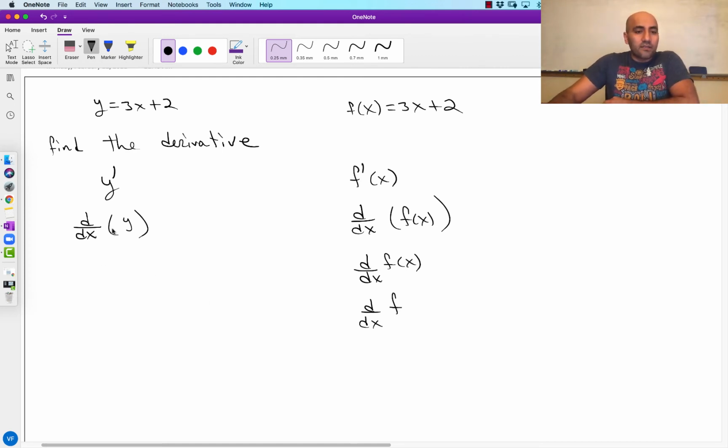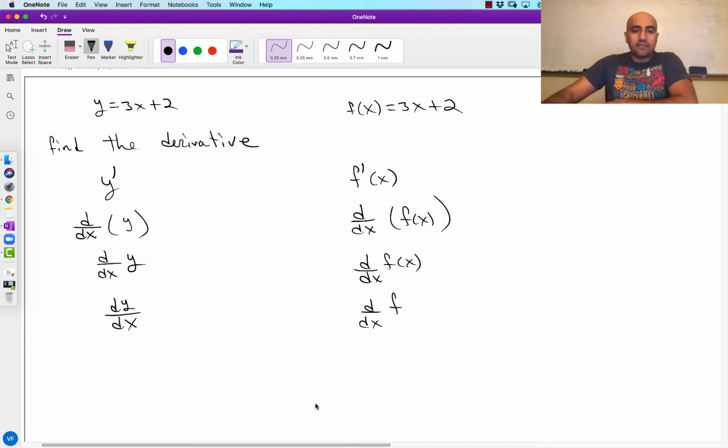Likewise over here, sometimes they put the parentheses, sometimes they don't. d dx y, where the y is kind of large like that. And sometimes they make it small and kind of tuck it up here, so it ends up looking like this, dy dx. Okay, same thing. These are all different ways of saying derivative.